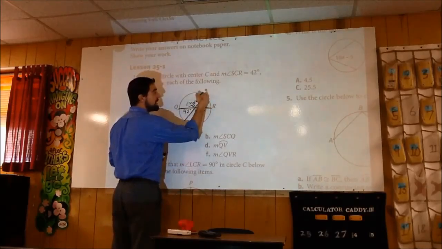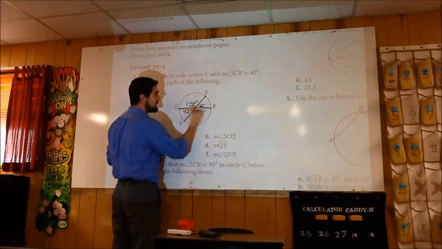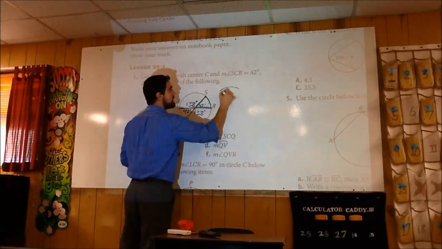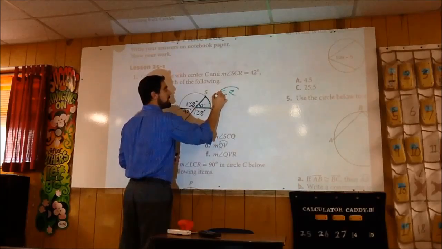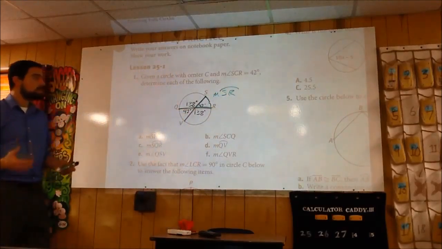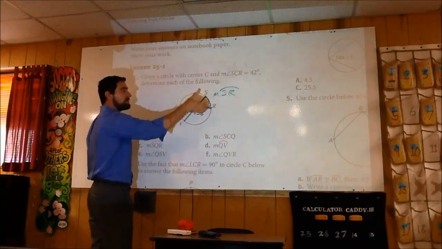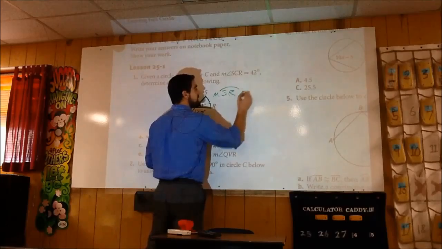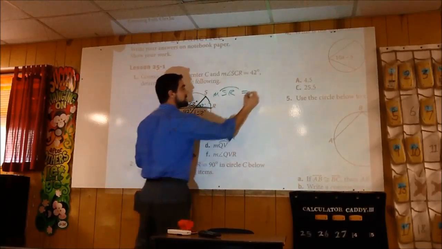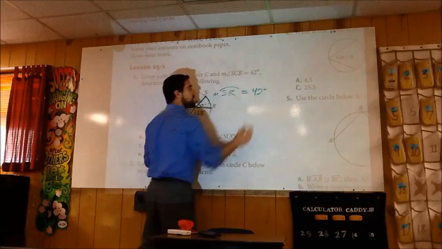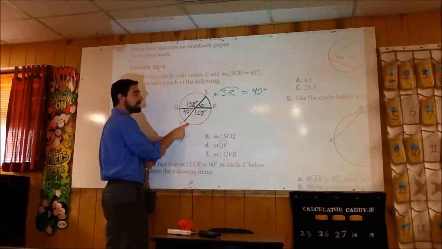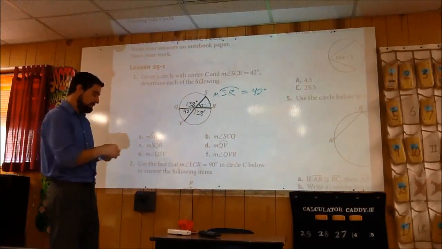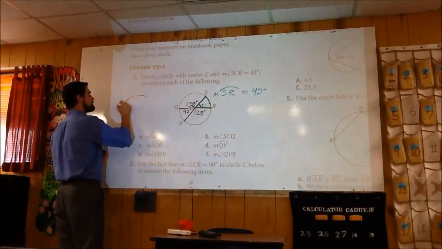So this angle here, angle SCR, is intersecting arc SR. So we need to determine, what's the relationship between the central angle and the intersected arc? The exact same, if it is a central angle. So the measure of arc SR would be 42. The measure of this arc would be 138. And so forth. Okay.